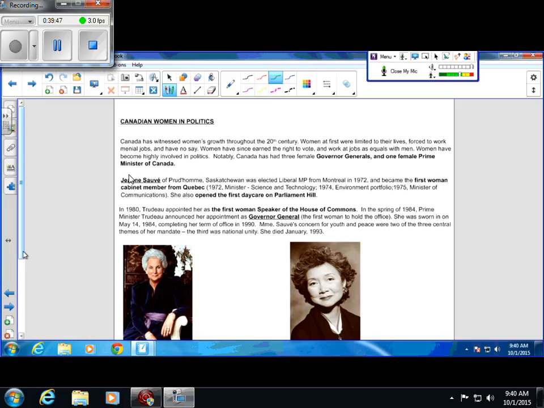So again, I'm still on page 22 and page 23. The last section that we're going to talk about today is Canadian women in politics. We have looked at lots about women throughout Canadian history, what their roles were in terms of their employment, the families, the education, gaining the right to vote and such. But now we're going to look at key Canadian women figures in terms of politics.